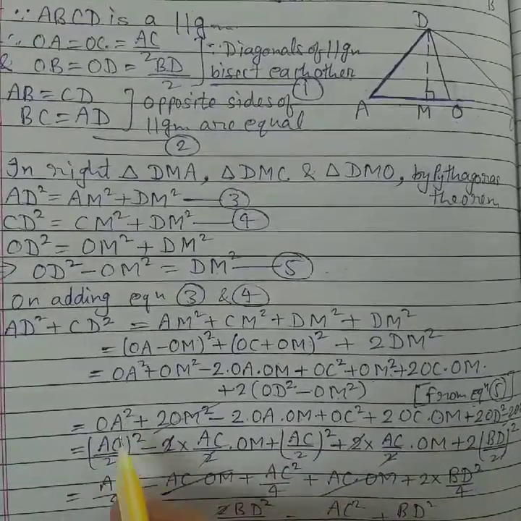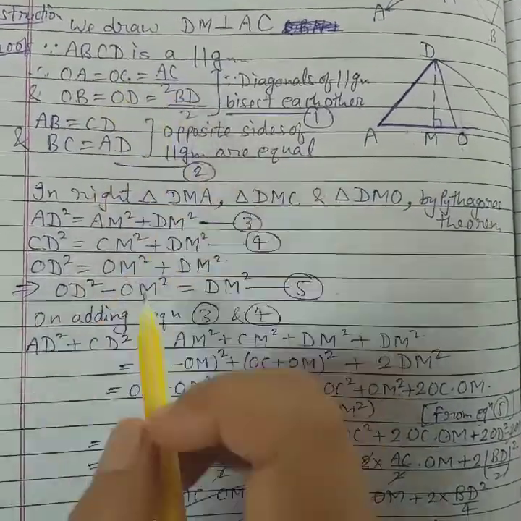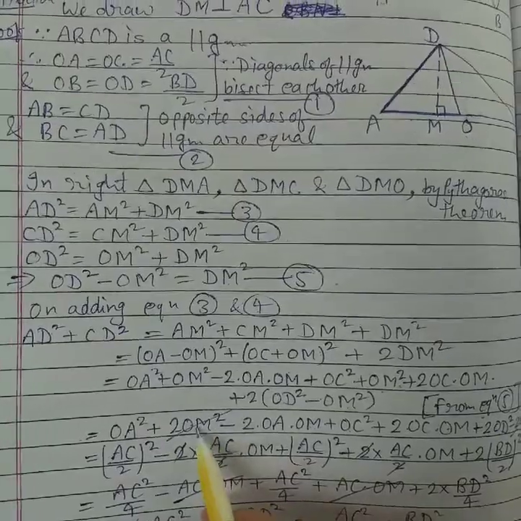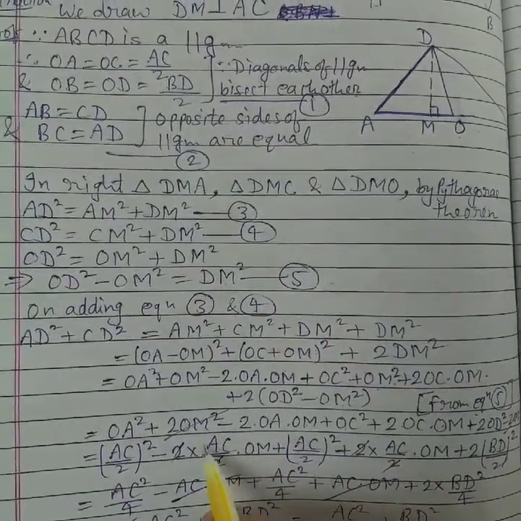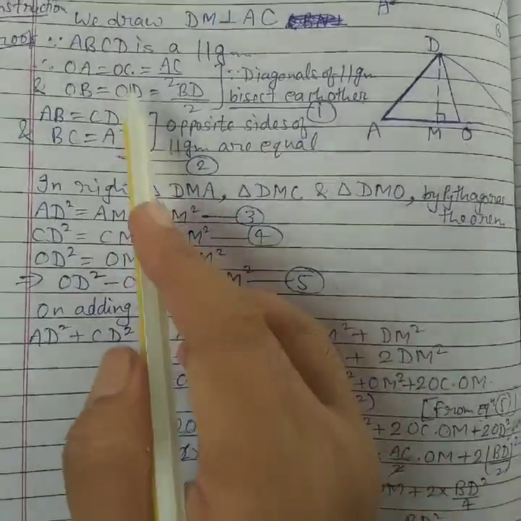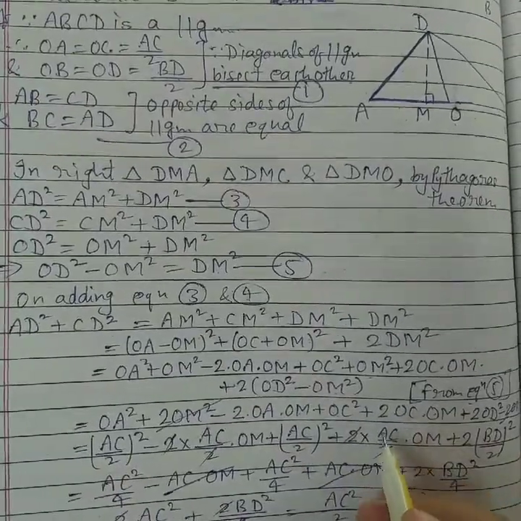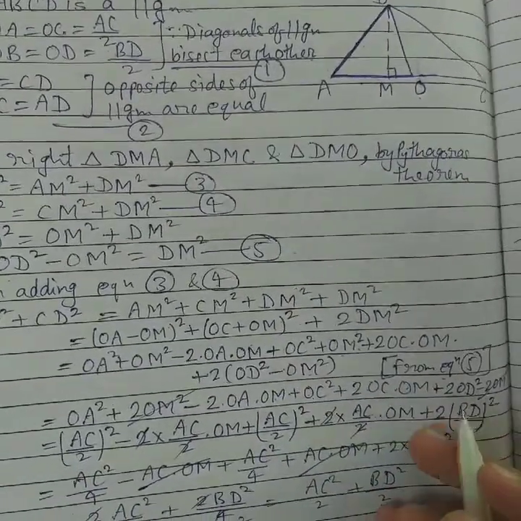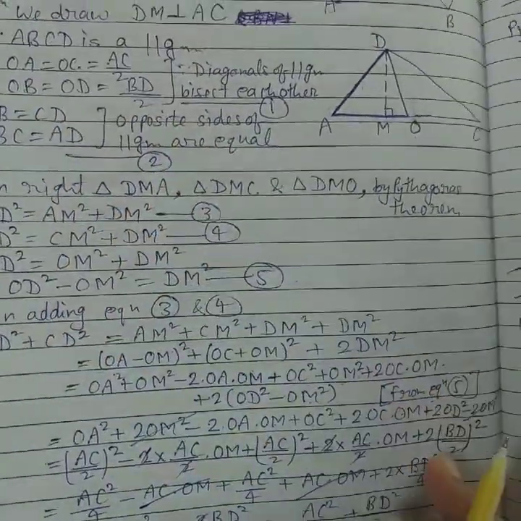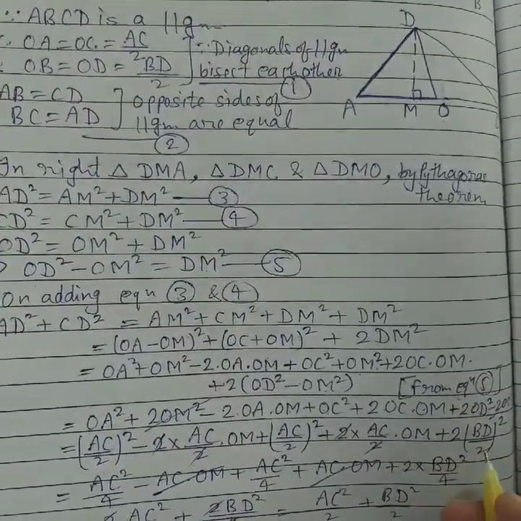Now in the place of OA we put AC upon 2. Here we wrote OA equals AC upon 2, OC also AC upon 2. So in the place of OA, AC upon 2 plus, this one is cancelled, so minus 2, in the place of OA we put AC upon 2 into OM as it is, plus OC is also AC upon 2, whole square, plus 2, in the place of OC again AC upon 2 into OM, plus 2 OD, in the place of OD we can put BD upon 2. Here OD is also BD upon 2, and minus 2 OM square, it is cancelled. Okay, so 2 BD upon 2 whole square.